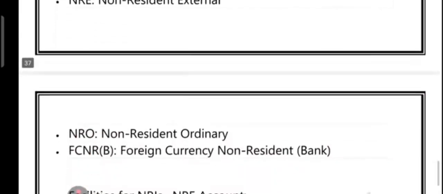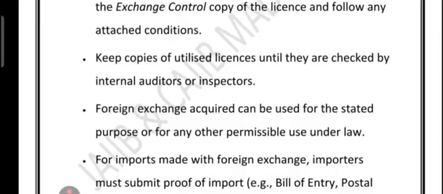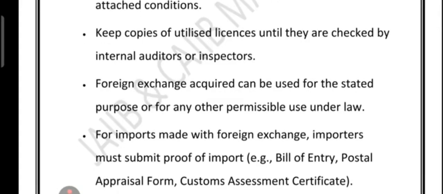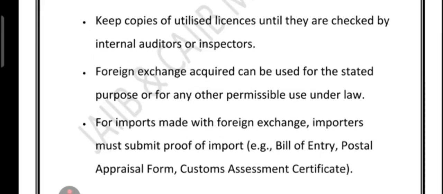Now, what are the facilities available to NRI? Let's have a look. So friends, an NRI can open the NRE account using money earned abroad. It is in Indian rupees. The NRO, when you buy foreign currency for import, you can use it for the purpose you mentioned or for any other legal purpose allowed under Indian law. Once the goods arrive, you must prove that you have actually imported them. This could be through documents like a bill of entry, a postal appraisal form, or a customs assessment certificate.